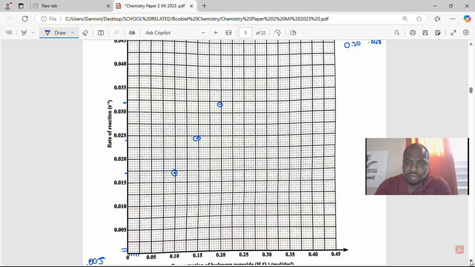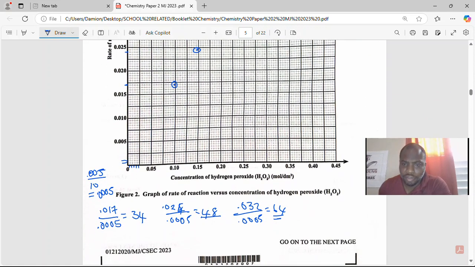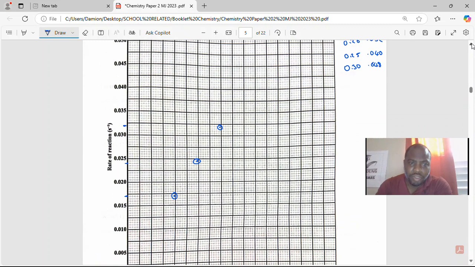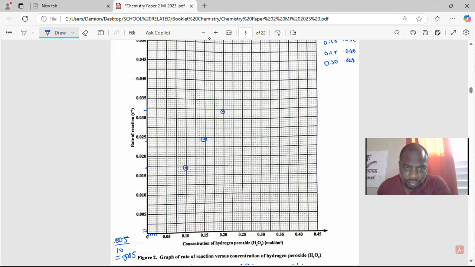Point 0.040. Sure, I got 80. So again, run into 80. So we remember, this was 60, so 70, 80, right? And we're going to 0.25. So we say 70, 80.